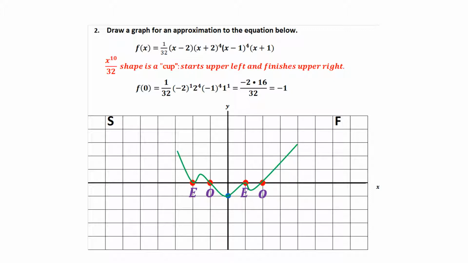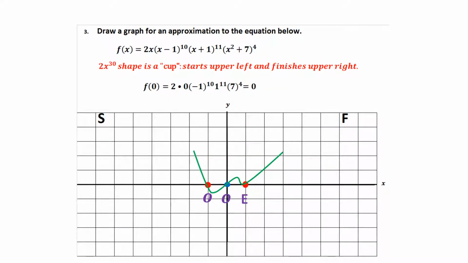And we see we have a blue dot at negative 1 on the y-intercept. So if we start upper left, we come down to the first E, we touch it, curl it up, go through the O, grab the y-intercept, head up to the next E, touch it, curve around, then go through the O, and then we have our cup.